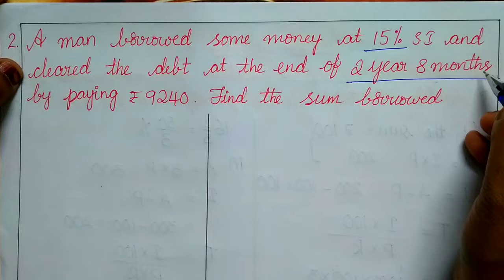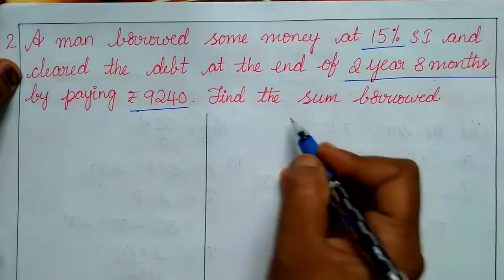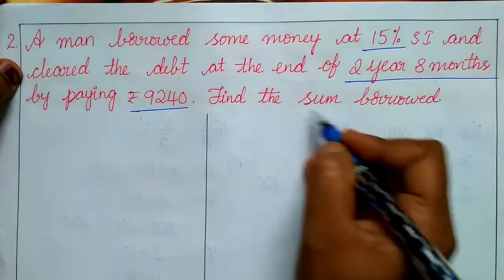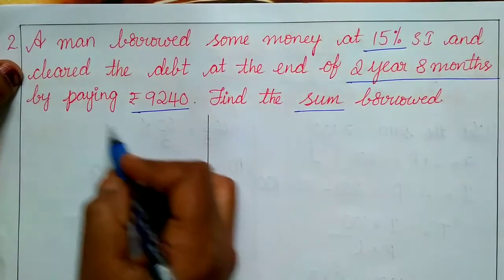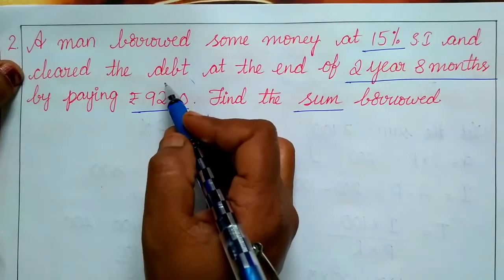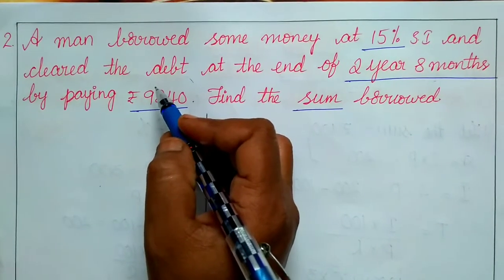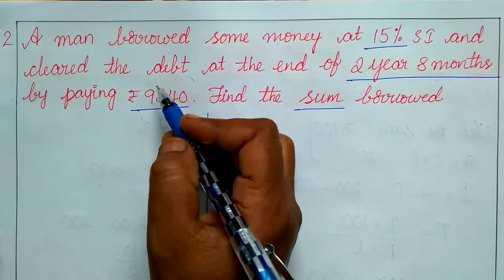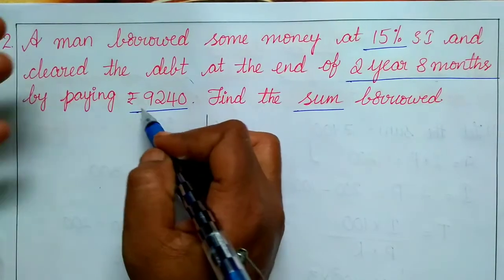So after this time, he paid. How much did he pay? 9,240. Find the sum borrowed. The sum borrowed is nothing but the principal we are going to calculate. He paid 9,240. After some particular time, we pay the principal along with the interest, so this principal and interest together is referred to as the amount.